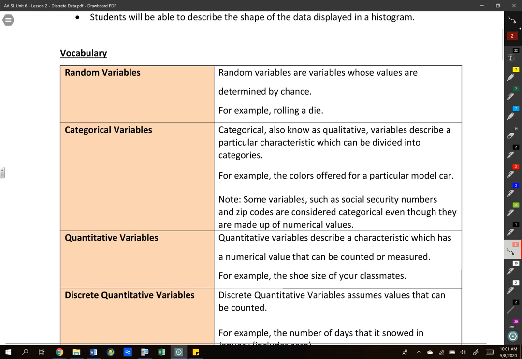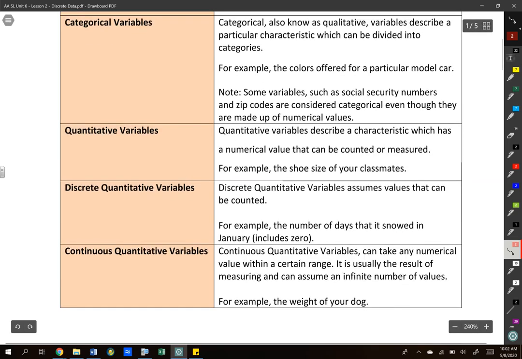All right, so then we have quantitative variables. Now this is when we're talking about numeric variables. And the way you can really tell is if it's something that can be counted or measured, we know it's quantitative. Now, there's two different kinds of quantitative variables. There's discrete and continuous. So discrete quantitative variables assume values that can be counted. So for example, the number of days that it snowed in January can include a 0.